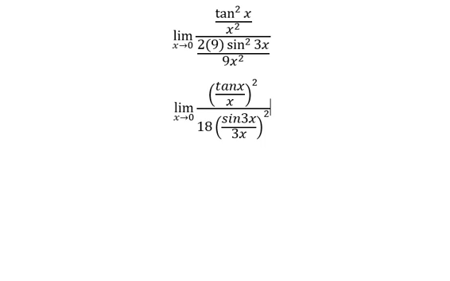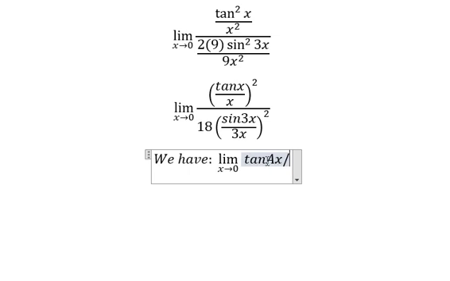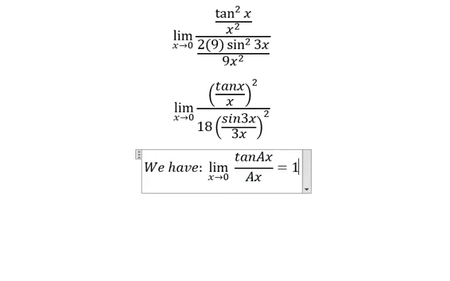And now we have the formula in here. So we have the limit x approaches number 0 of tan ax over ax. And this one we know that you will have number 1. Similar for sine.